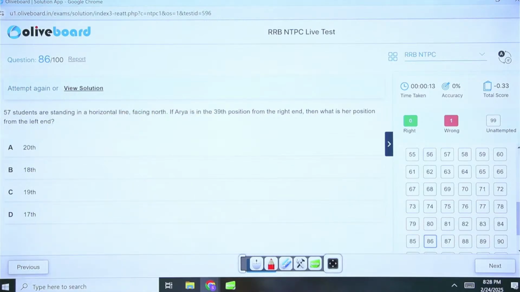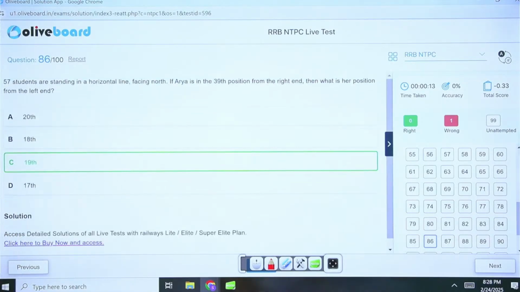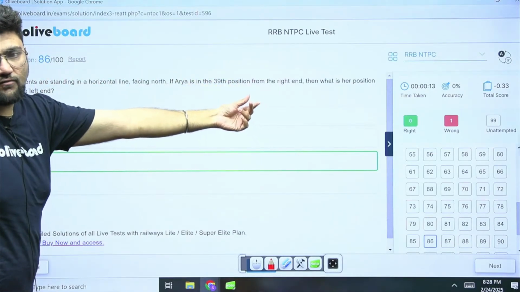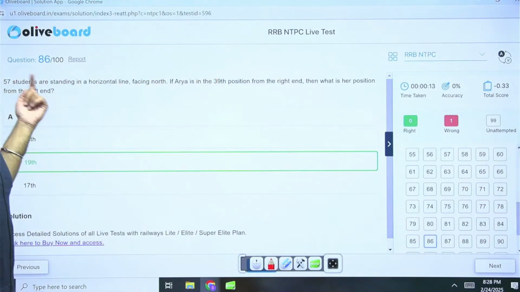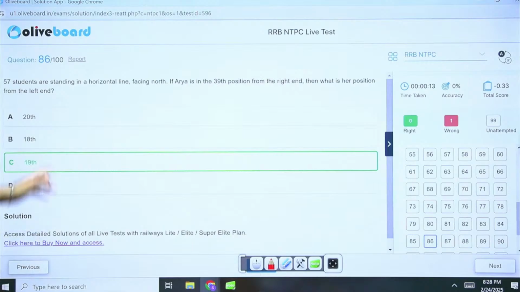So 18, 9, 9 will be left in the units digit. 19th is the correct answer. Option C. We know the ranking formula. Rank from left plus rank from right minus 1 equal to total. So first you increase the total by 1. Then you subtract this 1 rank. So you will get the remaining rank. As simple as that. So from 58 subtract 39 you will get 19th as your correct answer.